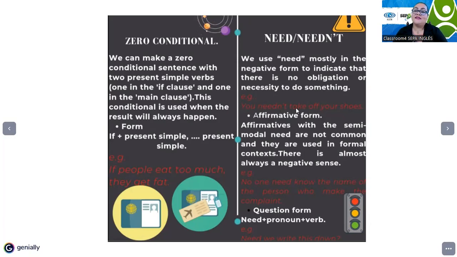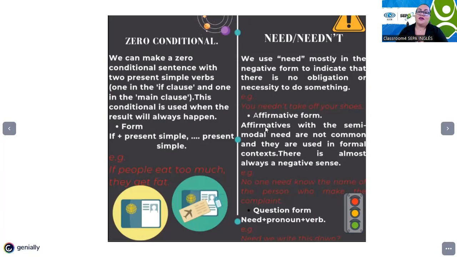You needn't bring money. No necesitas traer dinero, for example. You needn't study hard. No necesitas estudiar mucho. Maybe the exam is easy. A lo mejor el examen es muy fácil.